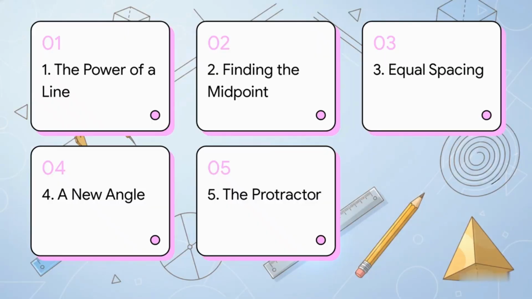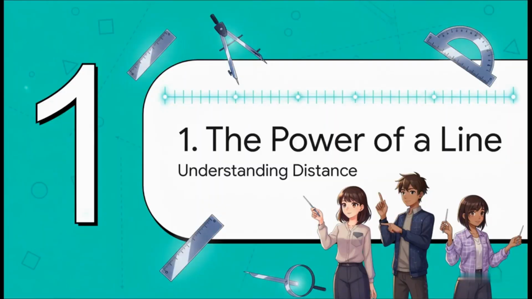So here's our game plan for today. First, we're going to unlock the power hidden in a simple line. Then, we'll figure out how to find its perfect center and use that skill to solve a fun little logic puzzle. After that, we're jumping from one dimension into two, getting a whole new angle on things, and mastering the protractor, the tool that lets us measure them. Let's get started. First up, the number line.